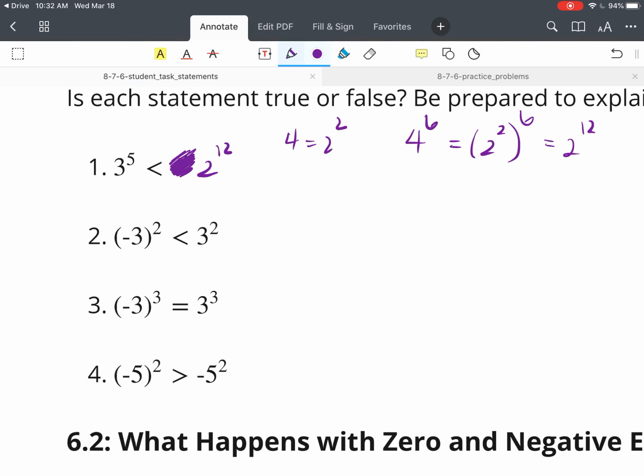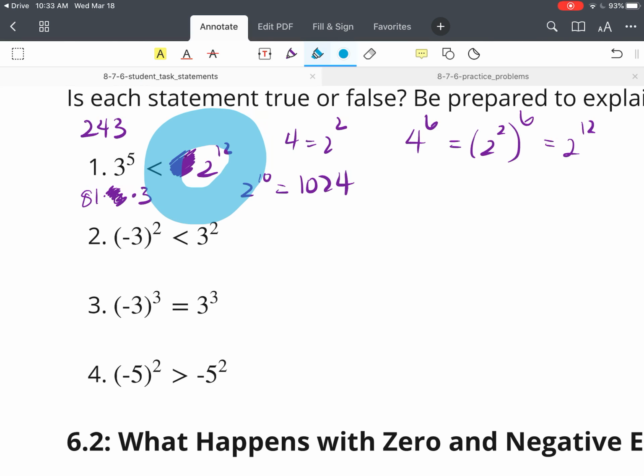Now, I can assure you 3 to the 5th is 81 times 3. Because 3 times 3 is 9. 3 times 3 is also 9, so 9 times 9 is 81. And 81 times 3 is 243. Now, I already know 2 to the 10th is 1024. And if you're multiplying it by 2 twice, obviously it's going to be true. This is bigger. So this is true.